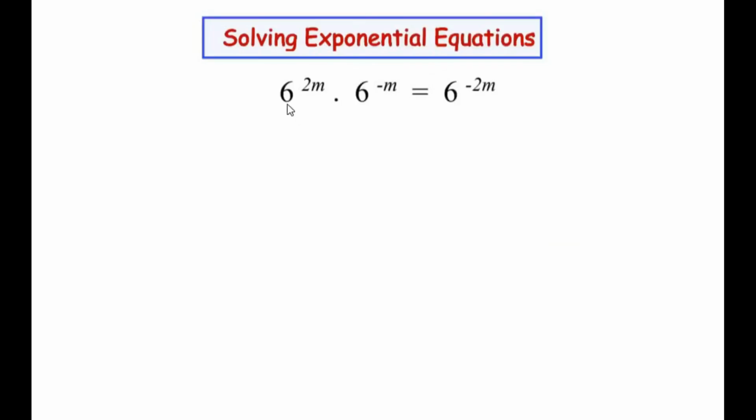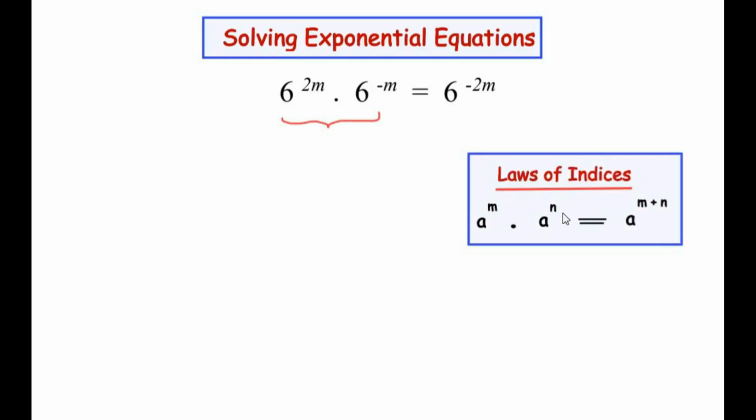Now the next question is 6 to the power of 2m times 6 to the power of negative m is equal to 6 to the power of minus 2m. Here, the bases are the same. So before we can proceed, let us first solve the left hand side. Since the bases are the same and there is a multiplication involved between these two, we have to add the powers together. So the law of index we have used is a to the power of m times a to the power of n is equal to a to the power of m plus n, where the base stays the same and the powers get added together.